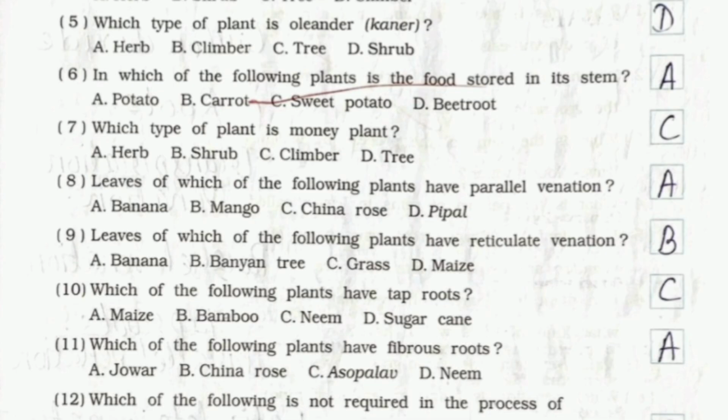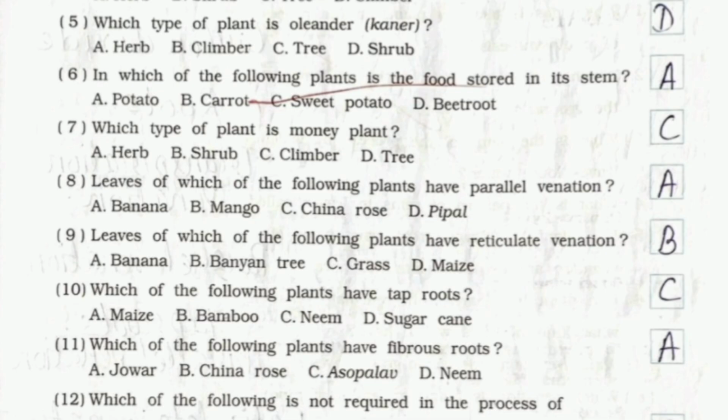Seventh, which type of plant is money plant? It's option number C, climber. Eighth, leaves of which of the following plants have parallel venation? It's option number A, banana. Ninth, leaves of which of the following plants have reticulate venation? It's option number B, banyan tree.